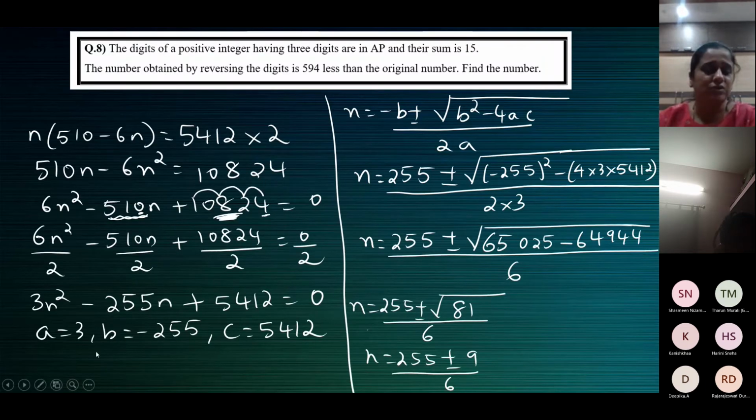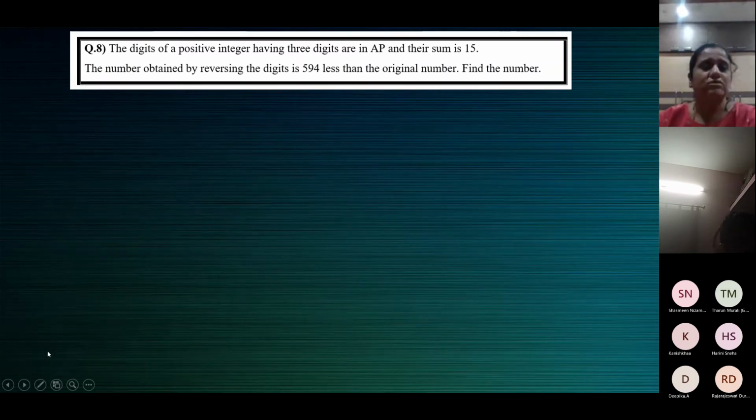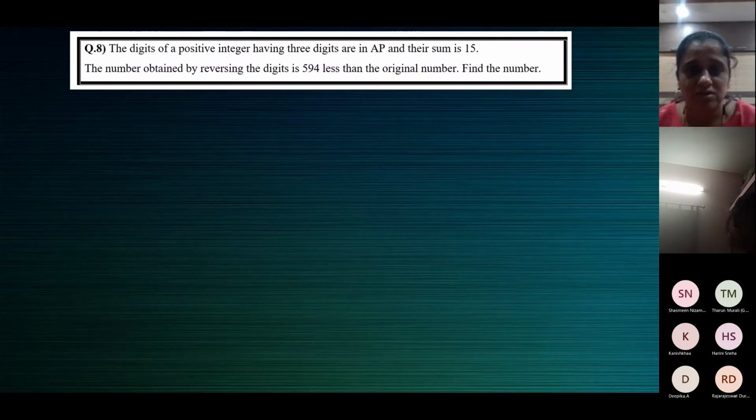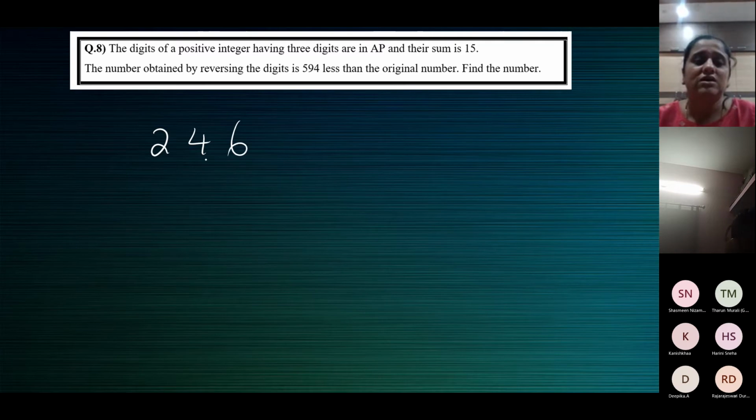We'll just construct the equations. The digits of a positive integer, a positive number, having 3 digits are in AP. For example, take the number 246. This is a 3-digit number. This is a positive integer. 2 is a digit, 4 is a digit, 6 is a digit. And the 3 digits are in AP, 2, 4, 6. The digits 2, 4, and 6 are in AP.